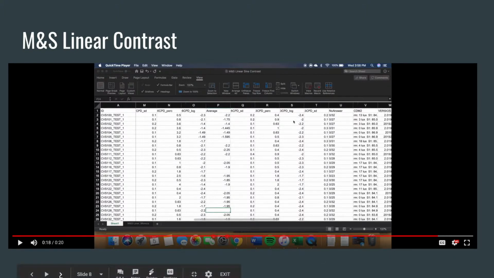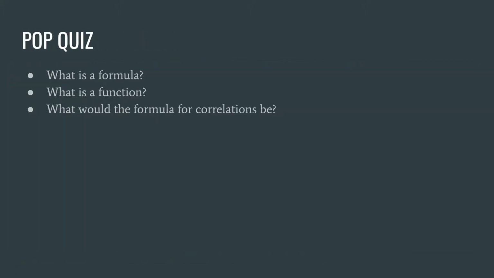So now, pop quiz. Do you guys remember what a formula and a function is? Yeah, we're talking to you guys. A formula is an expression which calculates the value of a cell, whereas a function is a predefined formula that performs calculations using specific values in a particular order. So what do you guys think the formula for correlations would be?